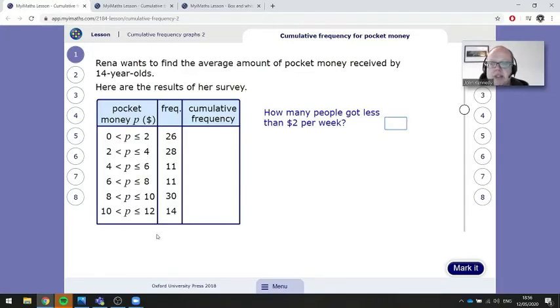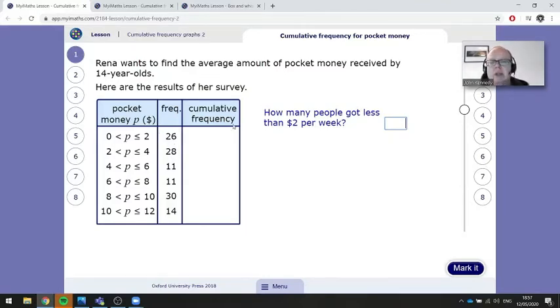This will help you to understand what cumulative frequency is. Here, there's some data on the amounts of pocket money that different students get, different 14-year-olds. So some of them get less money, some of them get more money. And what we've got here is the frequency, and the frequency is how many people there are in each category. So there are 26 people who get between $0 and $2.